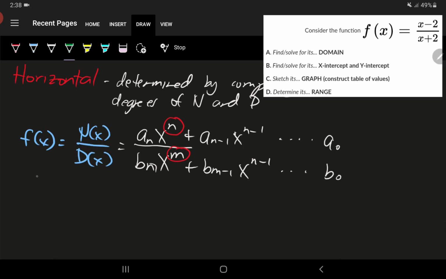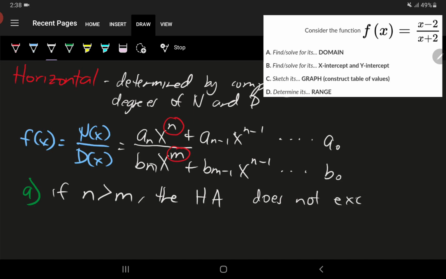So, case letter A. So, for letter A, dear students, if the exponent of our numerator, or n, is greater than the exponent of our denominator, okay, then the horizontal asymptote does not exist. So, there are cases, dear students, wherein pwede tayo magkaroon ng problem na walang horizontal asymptote. And that is our case letter A. Okay? So if the degree or the exponent of our numerator is greater than the denominator, so wala tayong given horizontal asymptote. Okay? That is our case letter A.